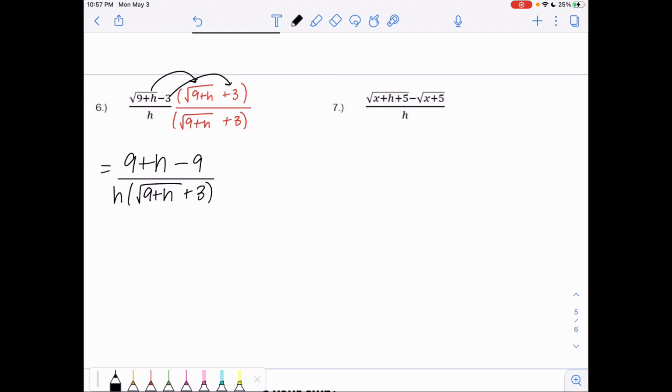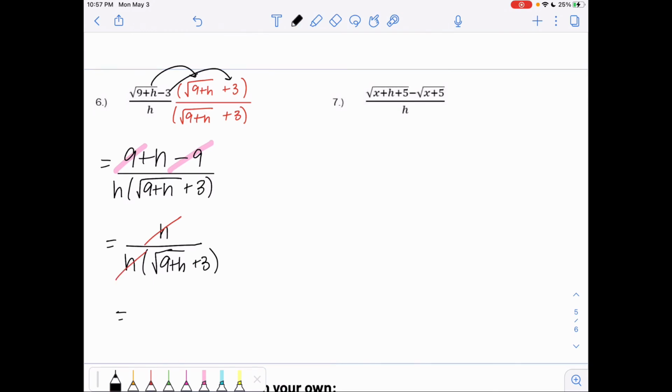Now at this point, you're going to cancel anything or combine like terms. I have a positive 9 and a negative 9, so those are going to cancel right away. So now I just have h over that whole denominator: h times square root of 9 plus h, and then plus 3. The h's are going to cancel for sure because you have one on top and one on the bottom. So my final answer here would be 1 over square root of 9 plus h plus 3. And we're going to leave it just like that.